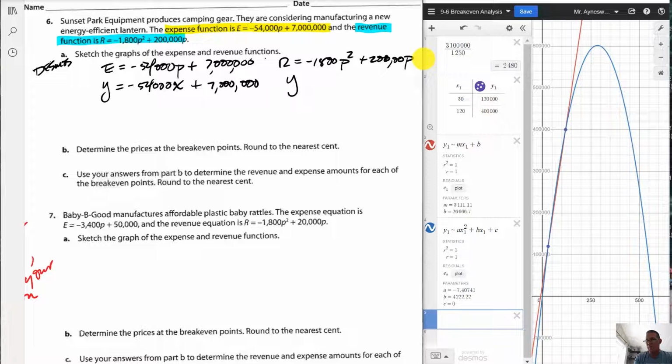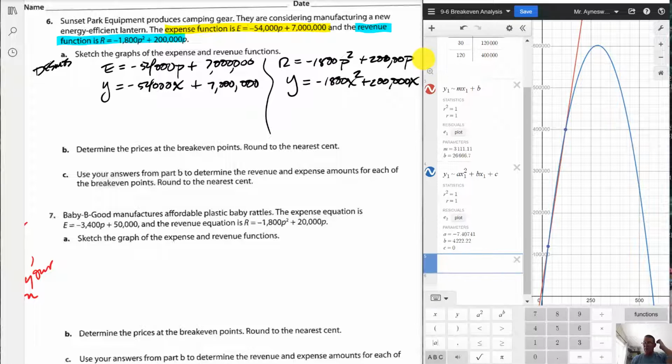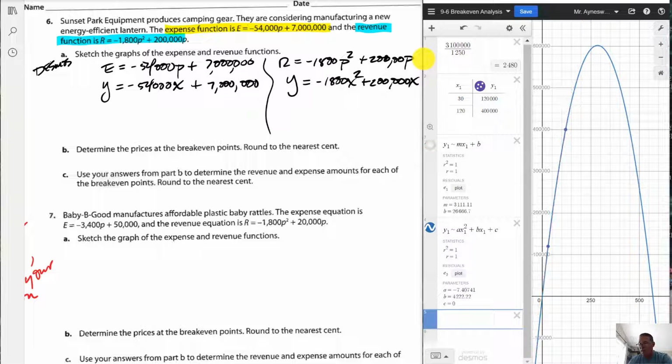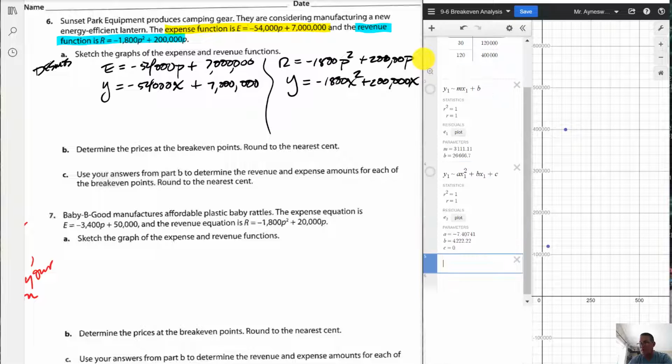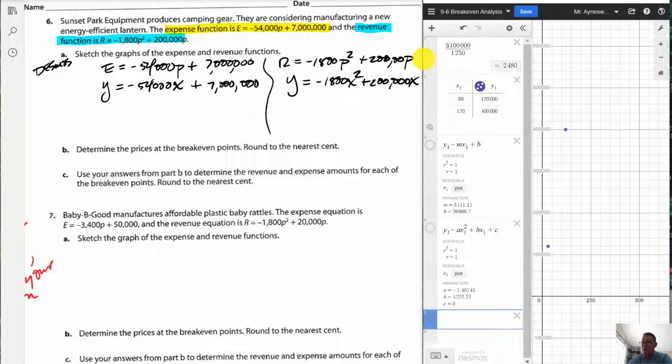Over here, I'm going to type it in as y equals negative 1,800 x squared plus 200,000 times x. Okay, so just a little variable switch here. Here we go. So let's type it in and let's work with it. And by the way, you should turn off your colors on the previous problem. Don't delete anything, just turn off your colors so that you're looking at only one function at a time. Turn off your points too.